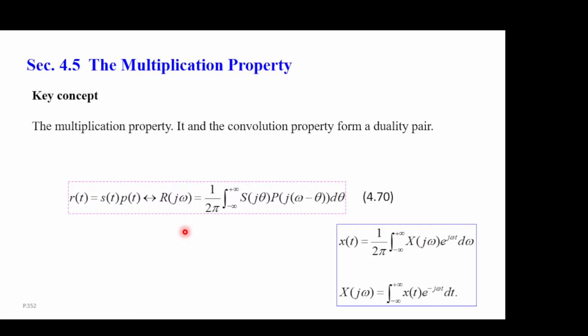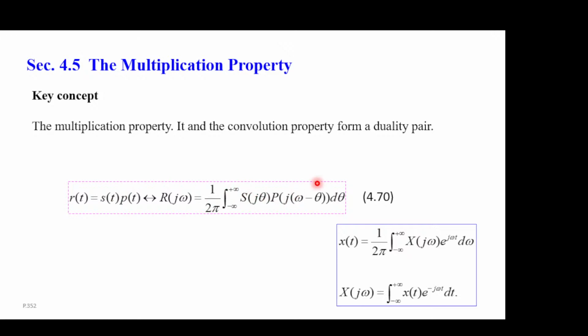But the multiplication property, as we know, is going to be very similar to the convolution property because of the duality in Fourier transform. So basically, the multiplication property says that if you do multiplication in your time domain, then you will get convolution in your frequency domain. So you have a signal R that's the multiplication of two signals S and P. Then the Fourier transform of R will just be the convolution of the Fourier transforms of S and P.